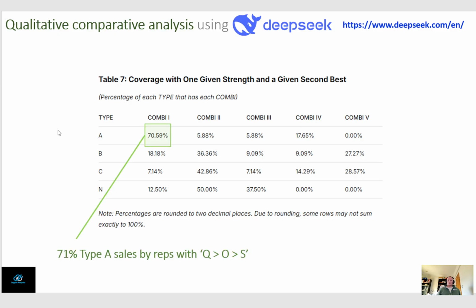And finally, coverage with one given strength and a second best, because again, one combination means something. So in this case, combination 1 was the ones that have questioning as strength, then opening and summarizing as area of improvement. And the single most interesting number here, for the rest nothing stands out, is this one: 71% of type A sales by reps where it was first questioning, then opening, then summarizing. And again, different people might draw different conclusions based on these numbers, but this is a very basic worked example of qualitative comparative analysis using DeepSeek.